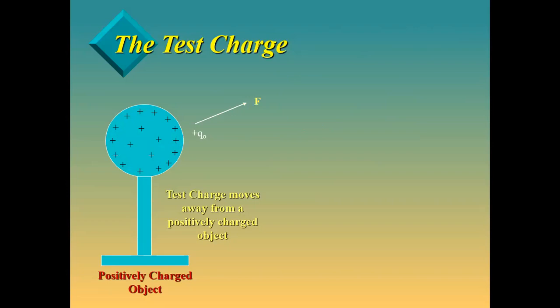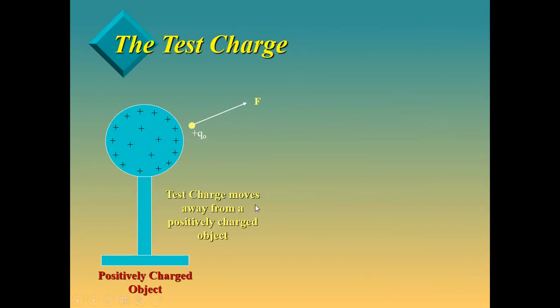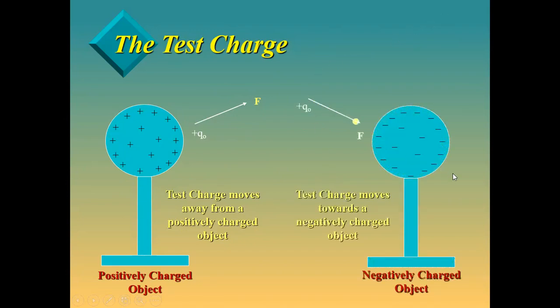Using the direction of the test charge, a positive test charge, we can identify the direction of the electric field. The electric field direction is always the same as the direction of the force on a positive charge. As we can see here, the test charge moves away from the positive charge and moves towards the negative charge.